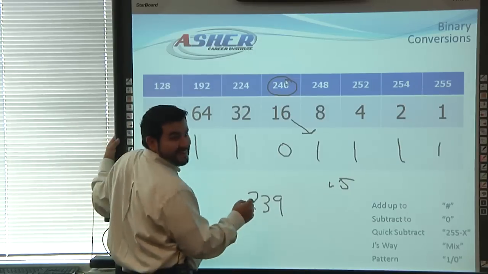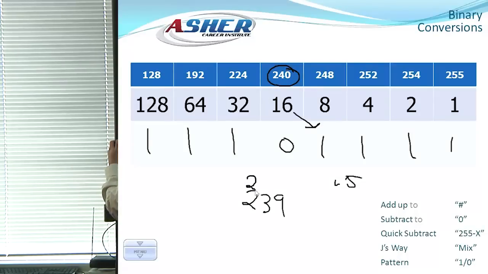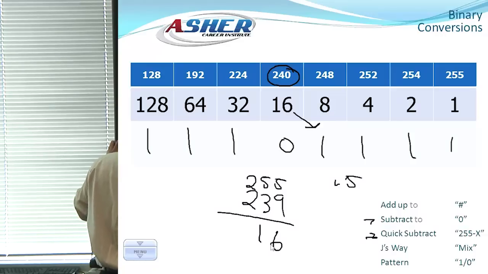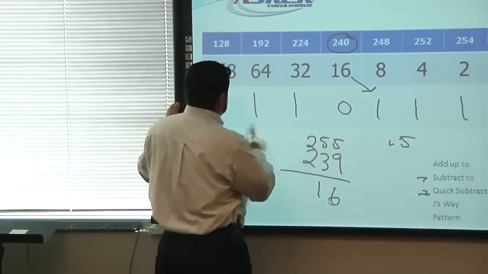We don't need 16. That's it. 255 minus 239 is 16. We don't need 16. Put a 0 in 16 and everything else will be. So that's the quick subtract right here. Quick subtract 255 minus 239, 16. Get rid of the 16. Right, that's what I did.